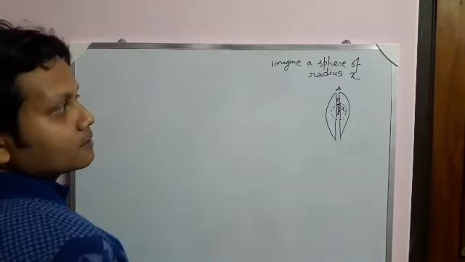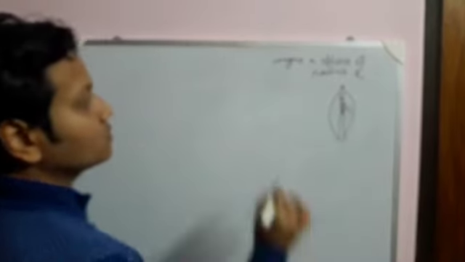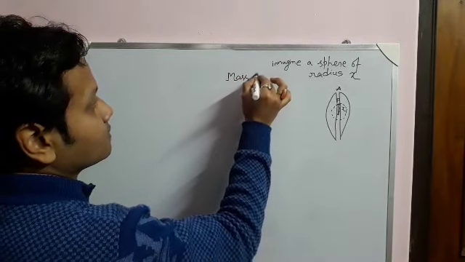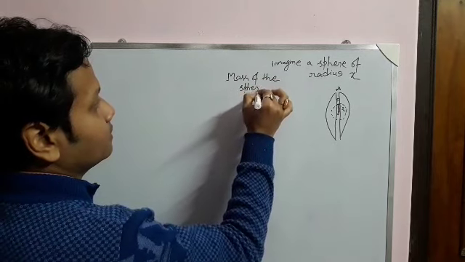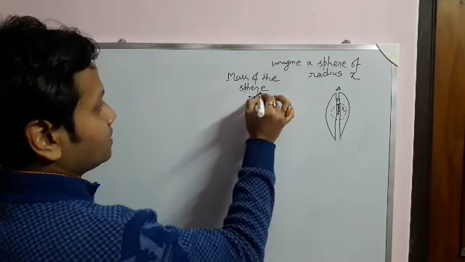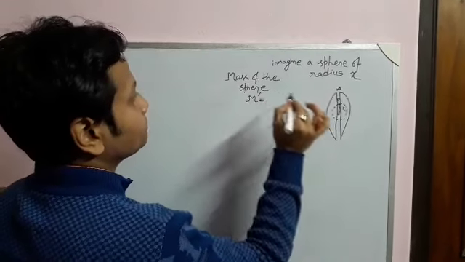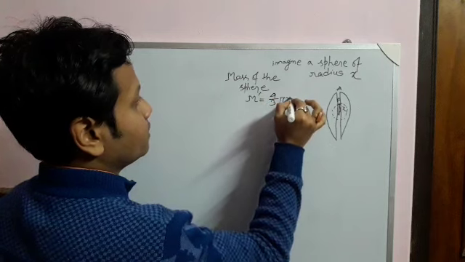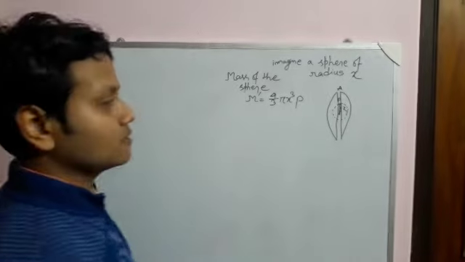So at first we have to find out the mass of the sphere. Now what will be the mass of the sphere? Mass of the sphere will be, say, m dash, volume into density. Now the volume of a sphere of radius x is 4/3 pi x cube, into the mean density of earth. So this is the mass of the sphere.